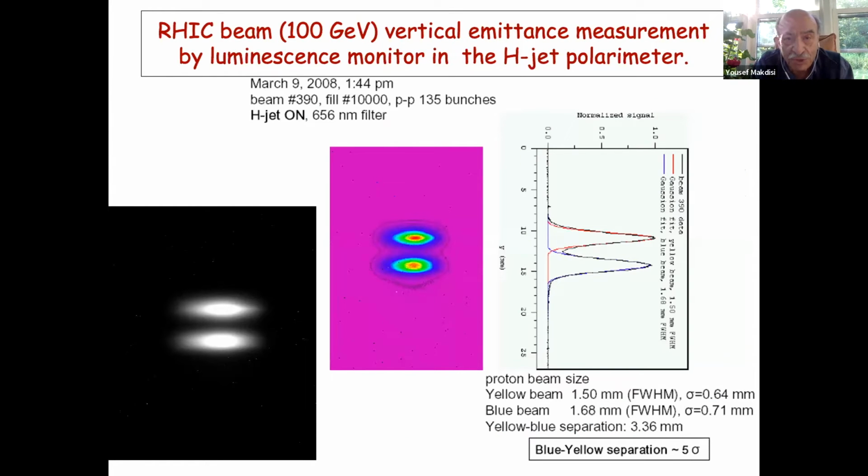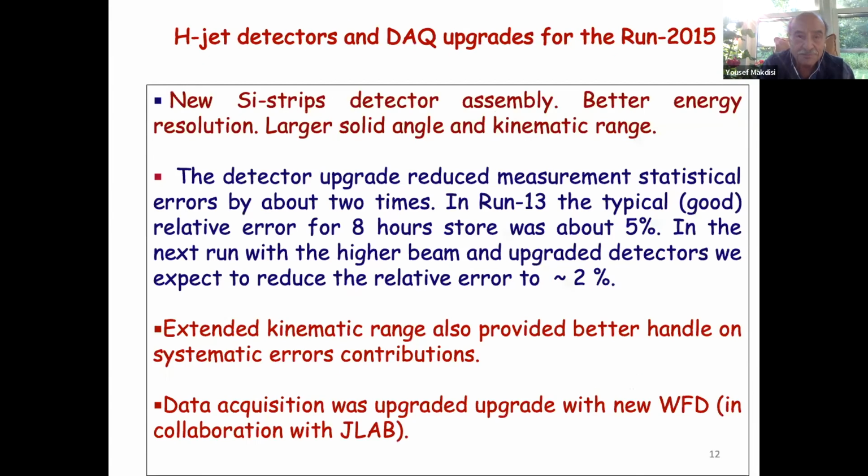We even installed emittance measurements by luminescence monitors on the HJet perimeter, and it shows you here a picture of what the two beams look like. The two beams were running concurrently, separated vertically, with the jet measuring both the blue and yellow at the same time.